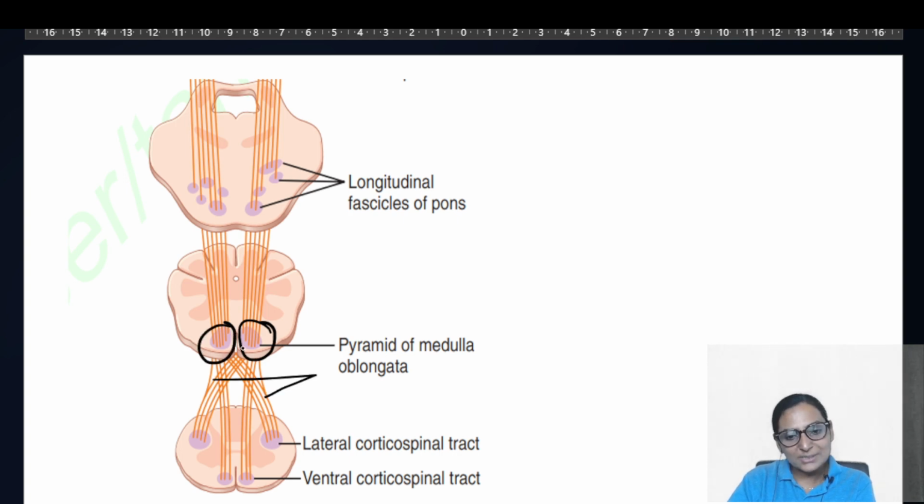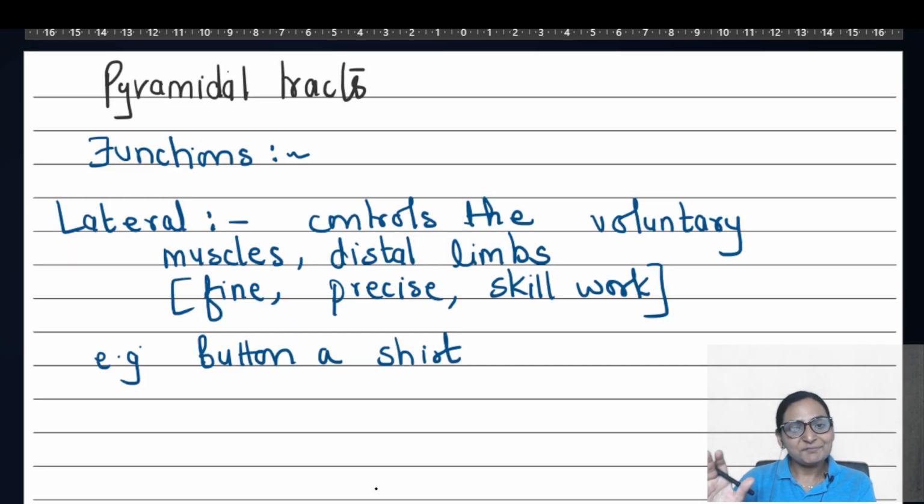Those which cross after the pyramids will form the lateral corticospinal tract. Those which were on the same side will form the ventral corticospinal tract. The functions, you know, both of them are going to perform voluntary activity, or the skilled voluntary movements. The lateral corticospinal tract ends on the lateral group of anterior horn cells.